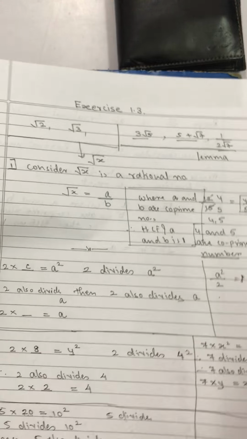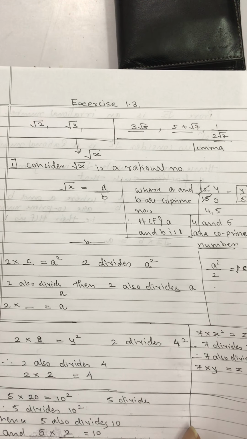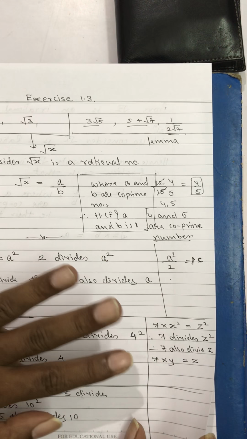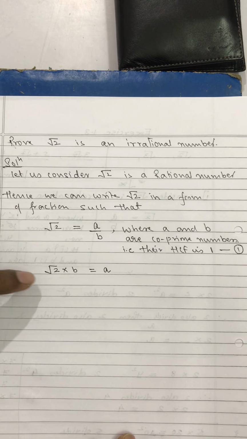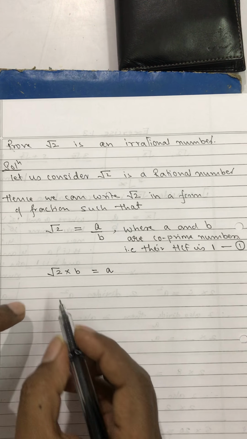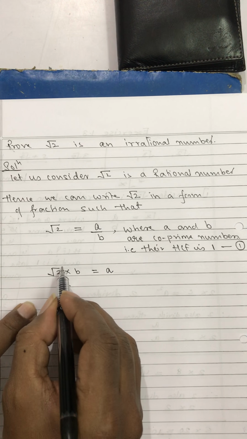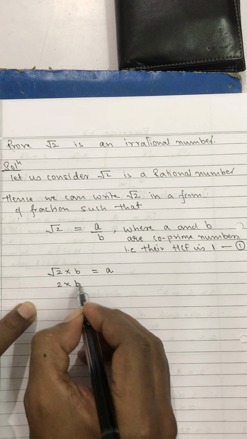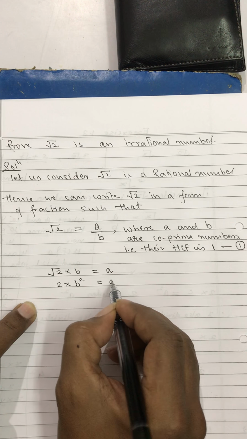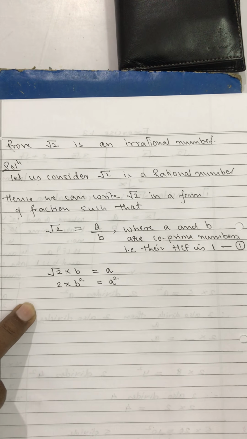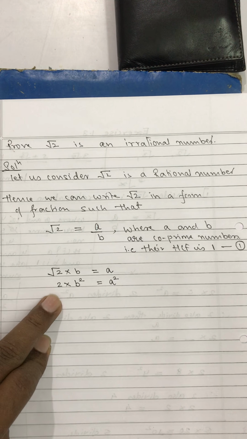But see here, in the examples I have shown you, like 2, 5, 2 into 8, 5 into 20, they are not supposed to carry any radical with them. So here the radical is there. To remove the radical, we have to take the square of both sides. So root 2 into b squared gives 2 into b square is equal to a square. Understood this?